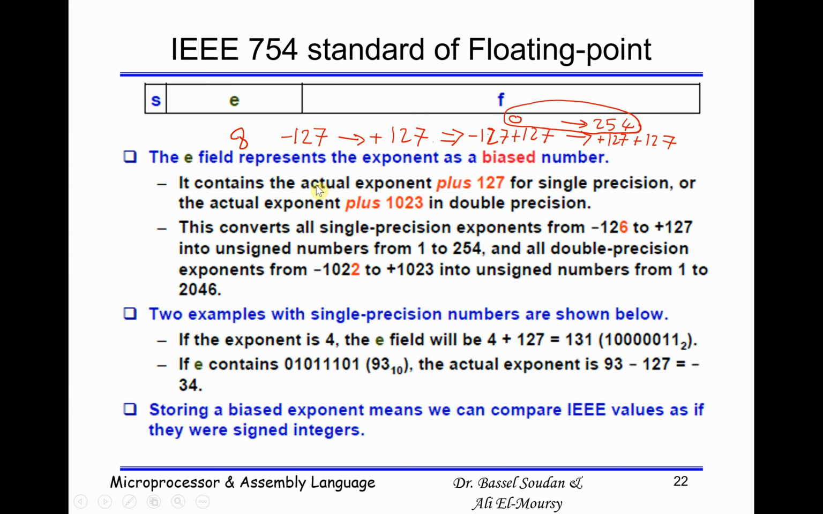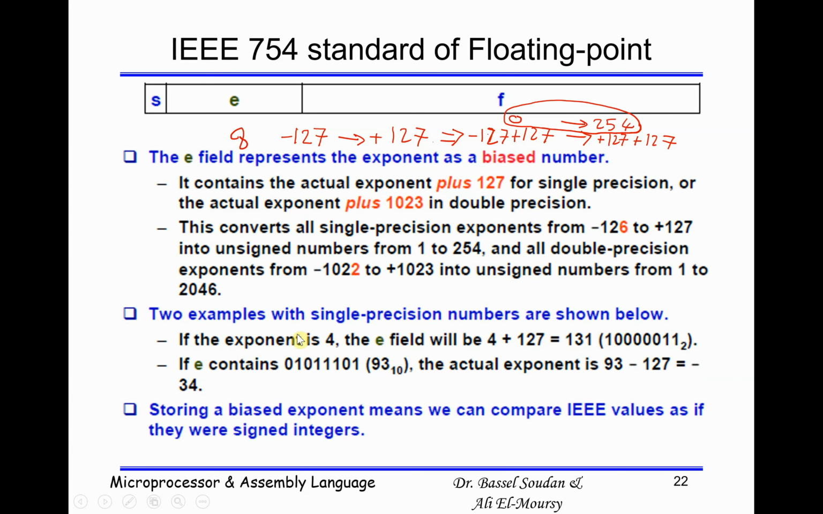So to cut the long story short, I have to bias the exponent by adding 127 for the single precision, and equivalently for the double precision I have to add 1023. This will give me the range of real values for all the single precision exponents. There is also one value that is missing that we will discuss later. Now two examples with single precision numbers are shown below.